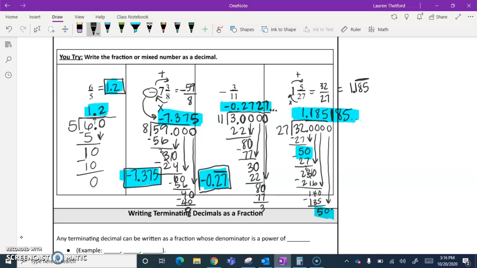So that bar notation can go over multiple numbers. It can go over 2 numbers, 1 number, 5 numbers. It doesn't matter as long as it covers the whole pattern. And so now we have all 4 of those answers.